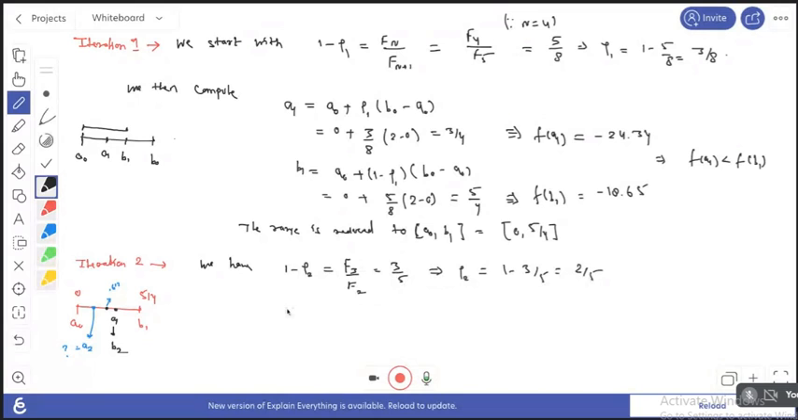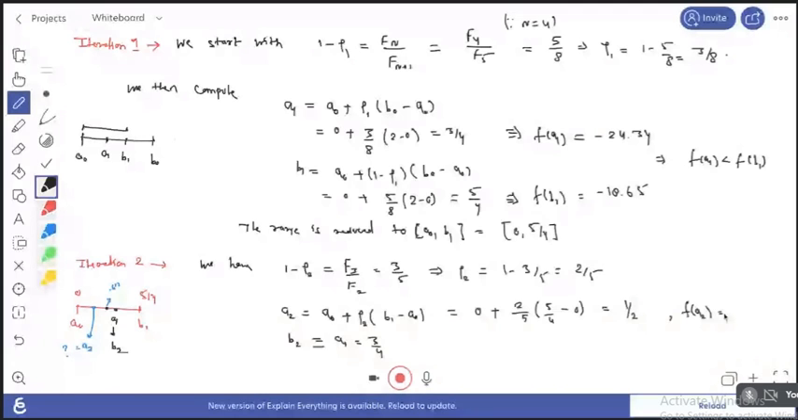Now what is A2? A2 is the initial point A0 plus the row 2 factor times the length of the interval, B1 minus A0. A0 is 0, row 2 is 2 over 5, and B1 is 5 by 4 minus 0. If we calculate this, it equals half. And what is B2? B2 is the same point that comes from the previous step, that is A1, which is 3 by 4. Here we have to obtain the functional value at A2.